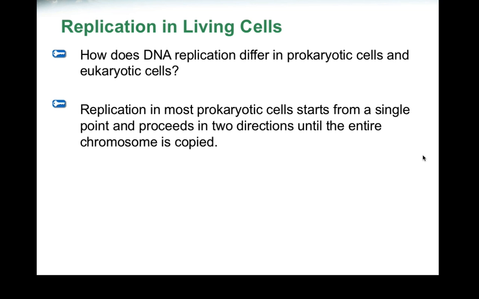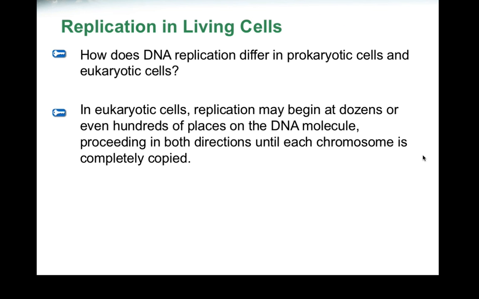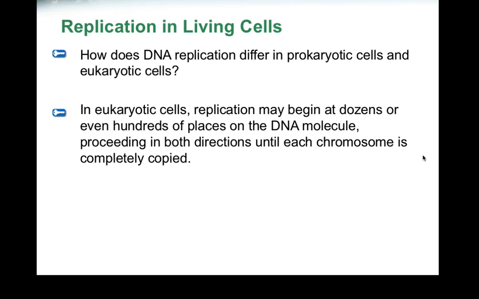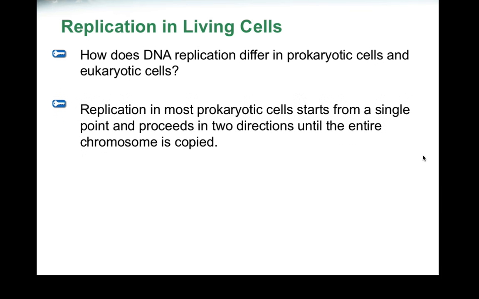And how does this differ in prokaryotic cells? Basically, in prokaryotic cells, it's a circle. So the DNA in a prokaryote is a circle, and instead of it replicating like ours in two different directions, it just starts at one point and finishes it off. Actually, it goes in two different directions until it finishes the circle.